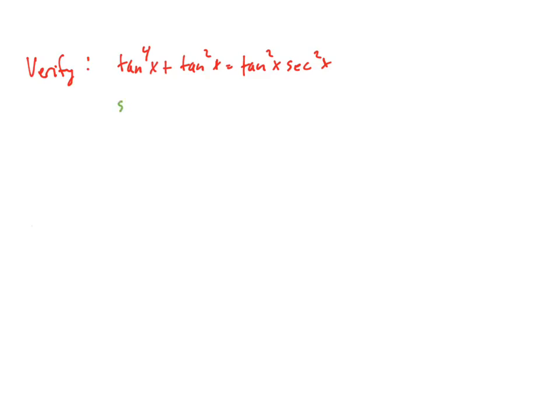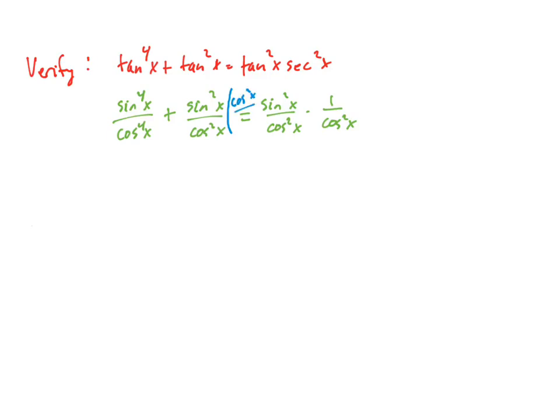So tangent to the fourth, I can rewrite that as sine to the fourth of x over cosine to the fourth of x plus sine squared of x over cosine squared of x is equal to tangent squared, which is sine squared of x over cosine squared of x times 1 over cosine squared of x. On the left-hand side, I'm going to get a common denominator. The common denominator is going to be cosine to the fourth. So what I need to do is, with this second fraction, I need to multiply the top and bottom by cosine squared of x.